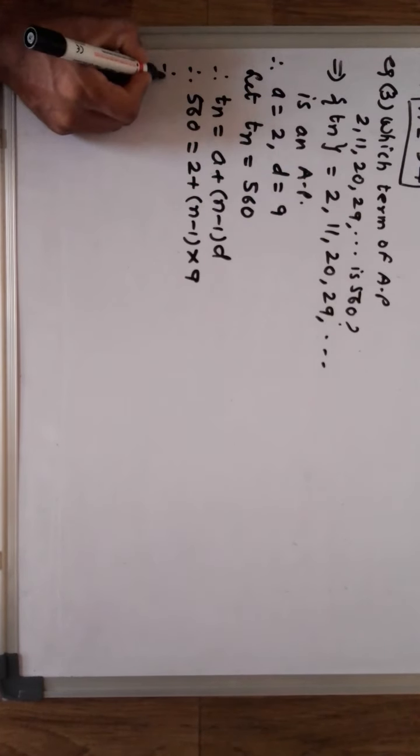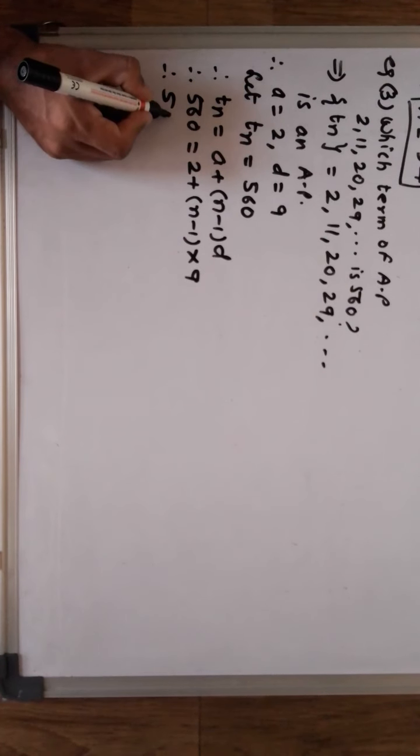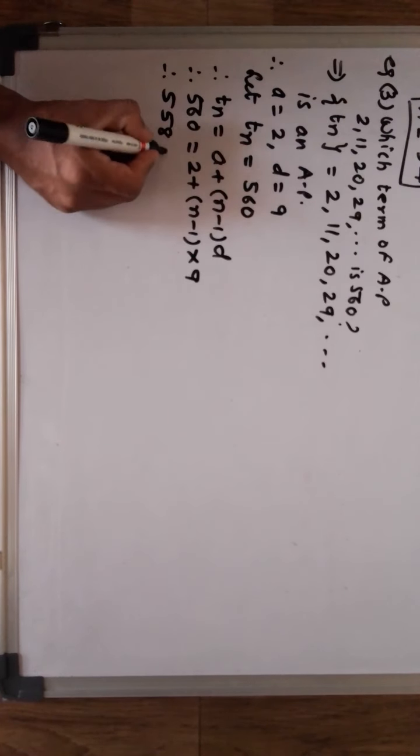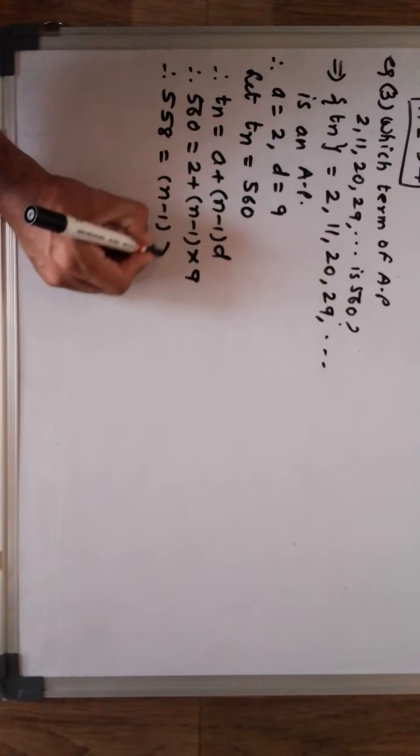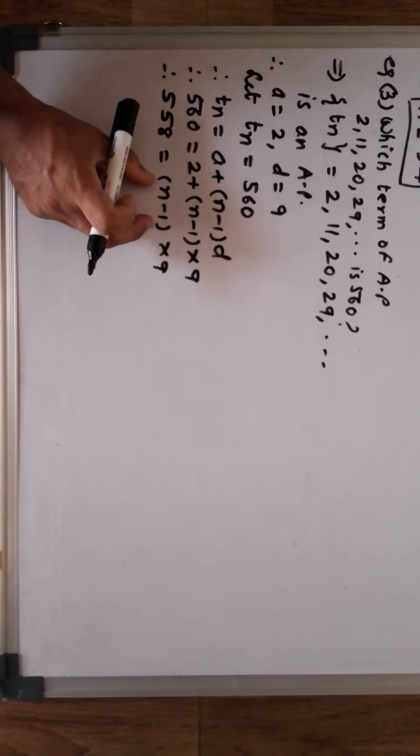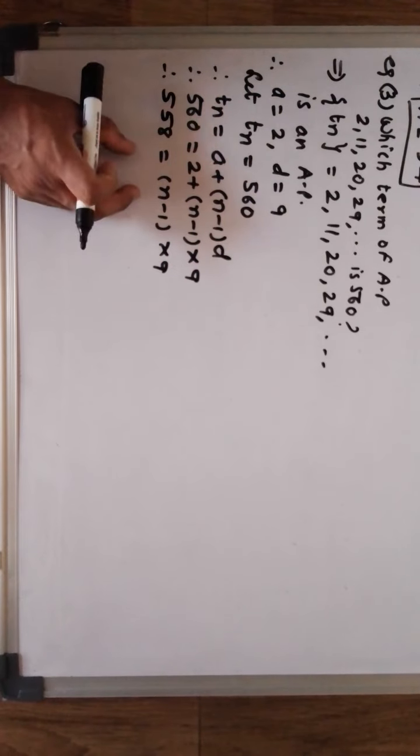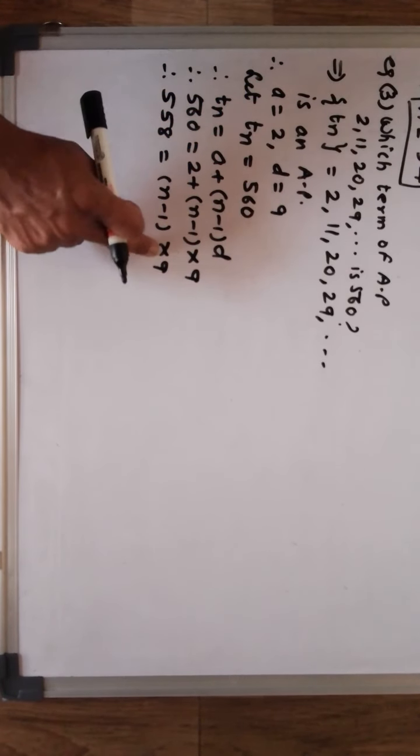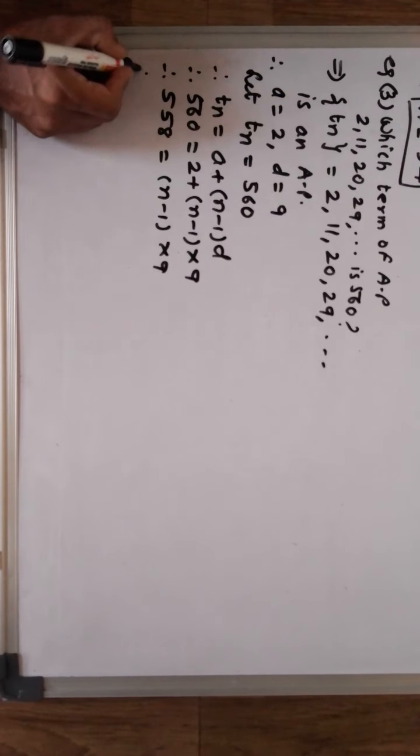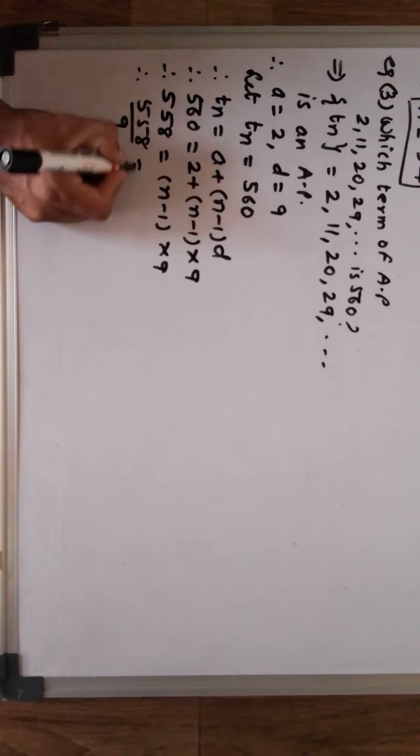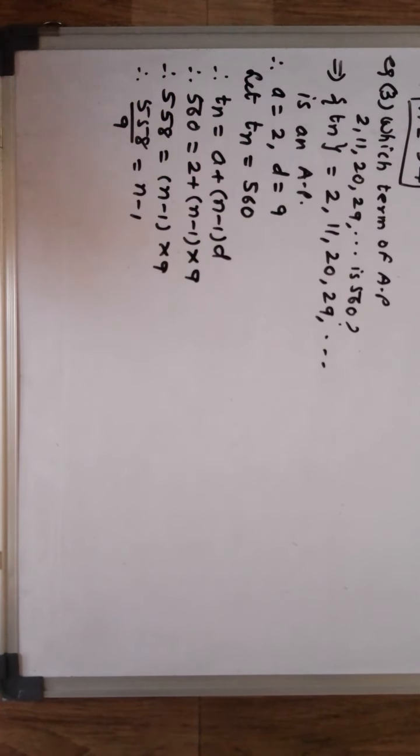So that other way I will solve, not like the previous one. This 2 I will bring here, that is 558, because 560 minus 2 is 558, equal to n minus 1 into 9. This is one term, but there are two factors. One factor is n minus 1, the other is 9. So I will break this bond and bring this 9 to this side. So I get 558 divided by 9 is n minus 1.